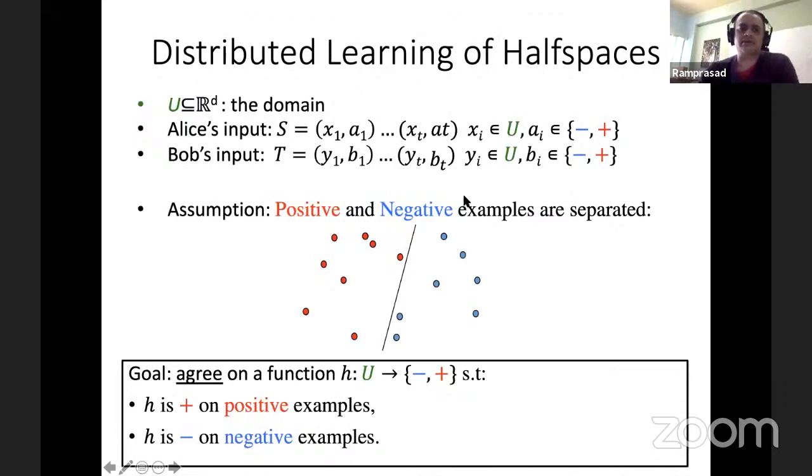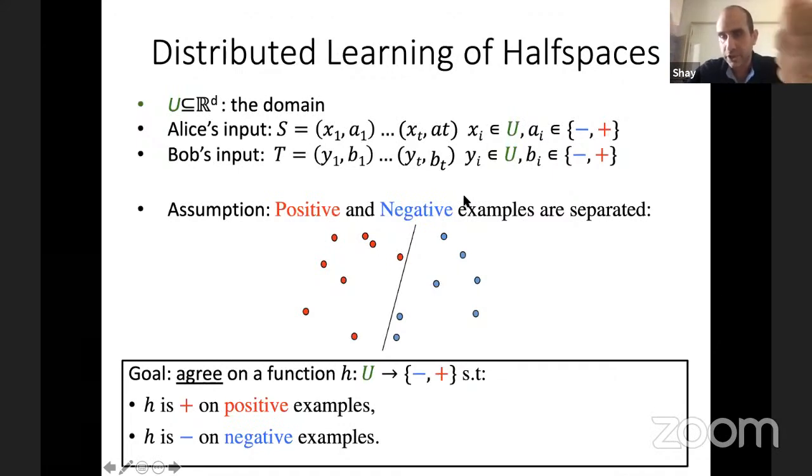Okay, cool. Bob's input and Alice's input are examples. Every example is a pair. The first entry is a point in the universe, and the second entry is the label. Okay? But it's not the case that Alice gets some of the coordinates of the points and Bob gets the other part of the coordinates. If Bob gets a particular point, then he sees the entire point and the label. Okay, thanks. So for example, you can imagine that Bob will get all the red points and Alice will get all the blue points, and they need to find a separator. This is one particular case.